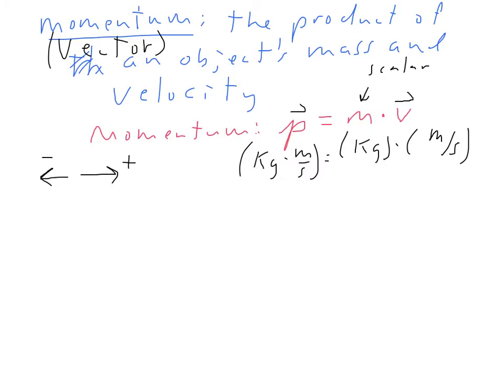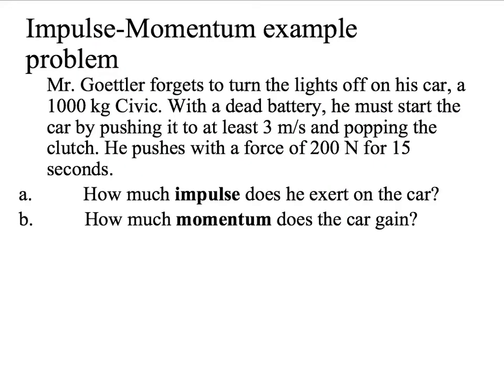Okay, now let's go back to the same situation as before. This time, part B: how much momentum does the car gain? So we lost all the information that we had before. At least I lost it. It's not on our screen anymore. But you should have it on your paper. Let's write down here, how much momentum does the car gain? So momentum equals question mark. But this word gain means it's changing. So we should add in a change in momentum, a delta momentum.